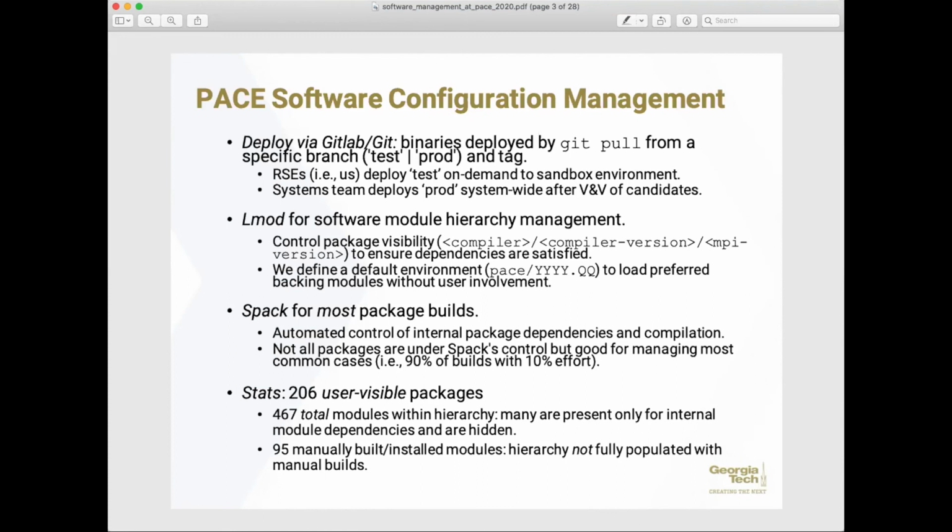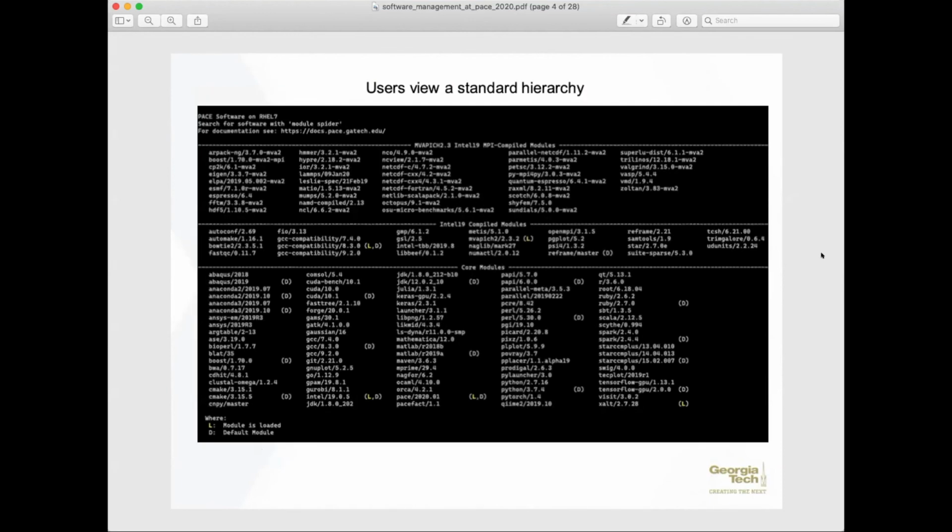Overall, we're now managing 206 user visible packages, but if you think about our hierarchy, it's close to 500 modules that we actually have rolled out. 95 of those are manually built, so Spack is offloading a huge amount of that work from the RSEs, freeing us up to do more different work.